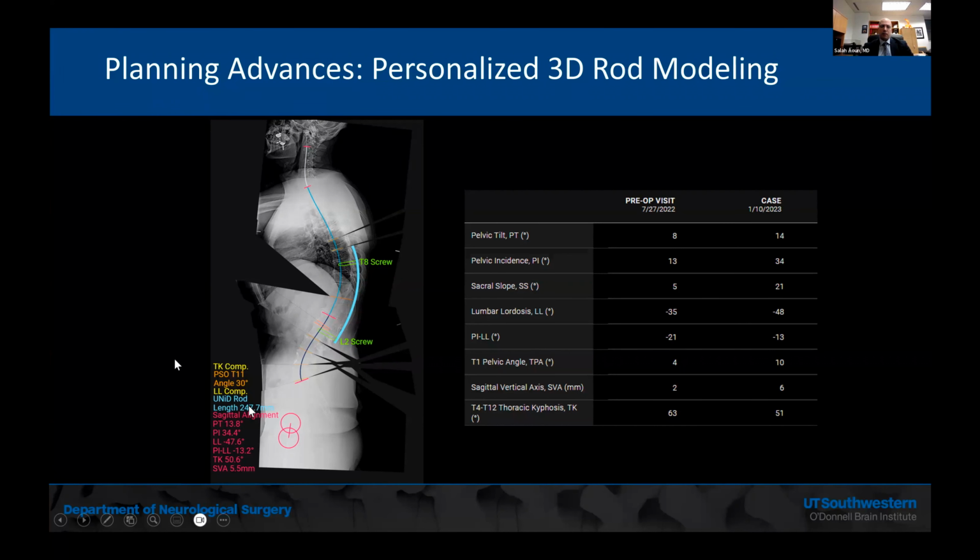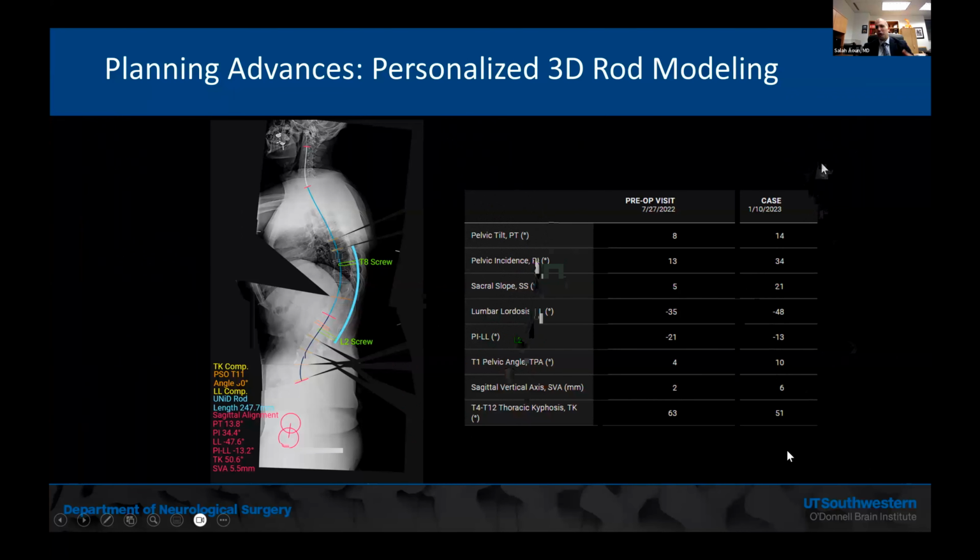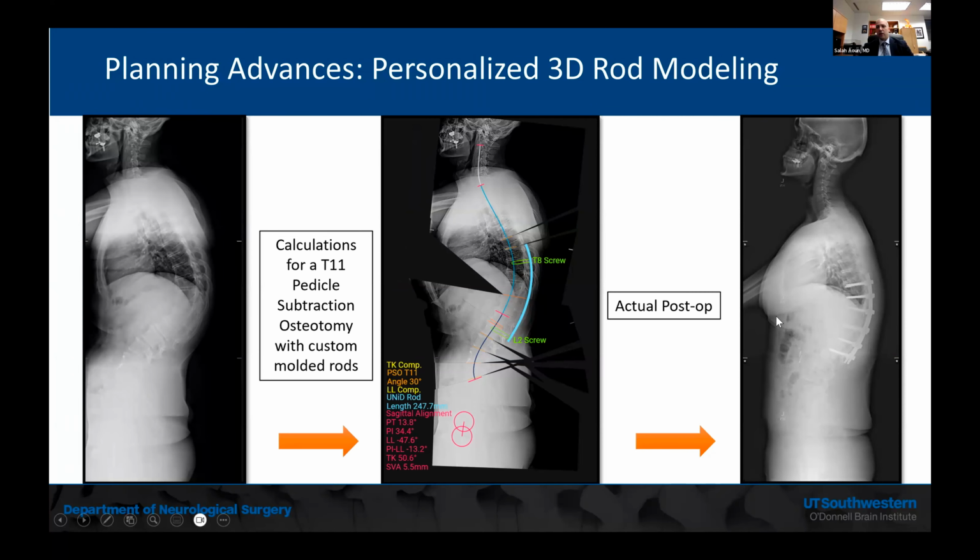And this is the preoperative plan prediction with pretty much how much we would expect to see as far as changes. So we wanted to get his PI-LL closer and his thoracic kyphosis closer to normal. And this is how it actually looks post-op. So this is the pre-op image. This is his planning with the rod. And this is his post-op image. And we got actually better correction after surgery than we had initially planned.